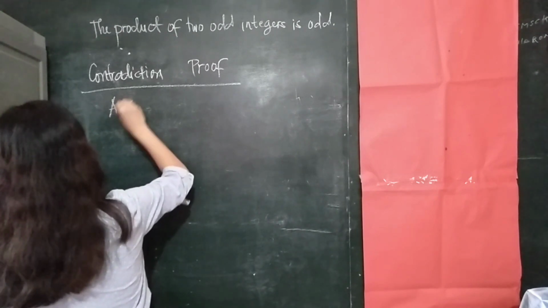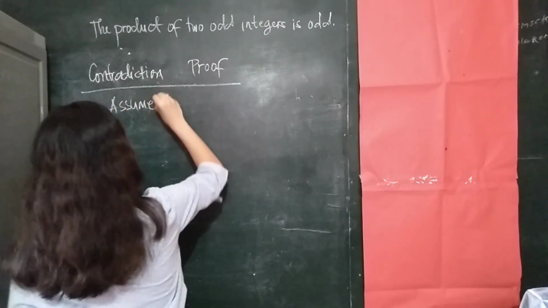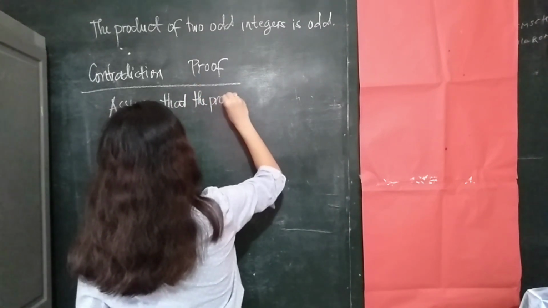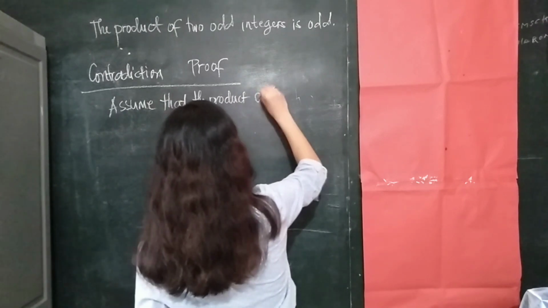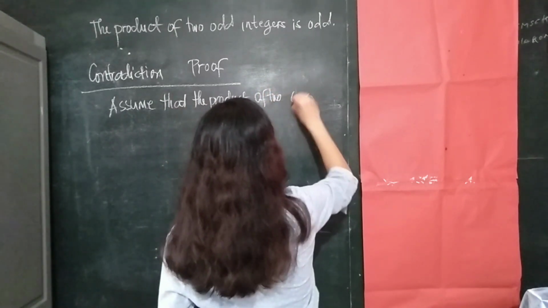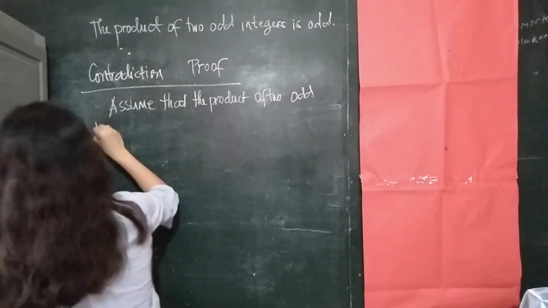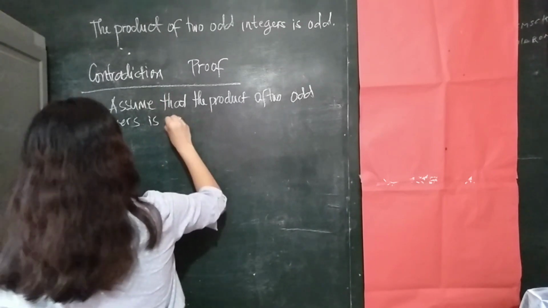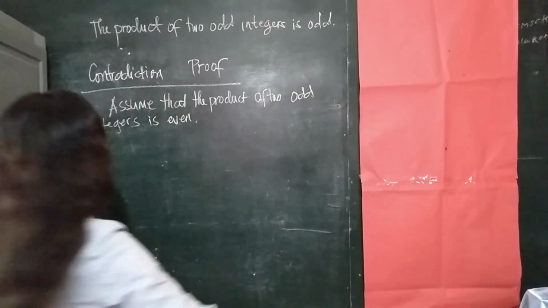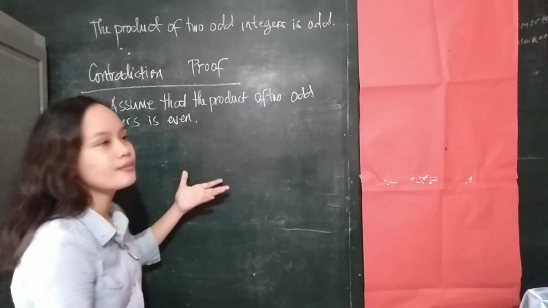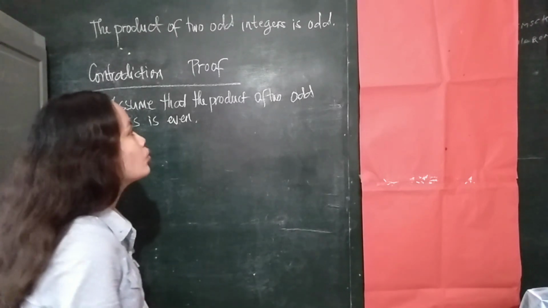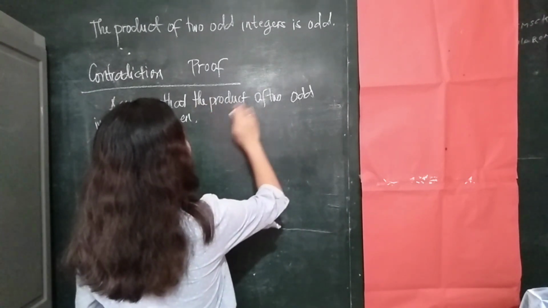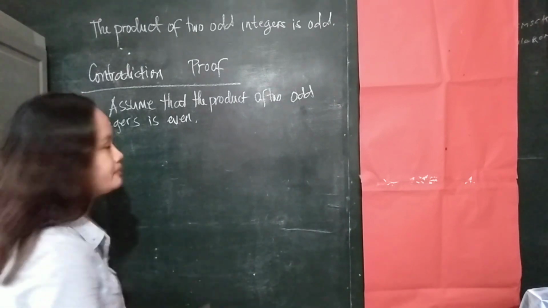We assume that the product of two odd integers is even. So from this statement, we can see that the product of two odd integers is even.